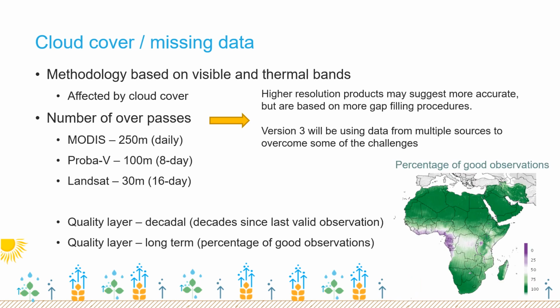If you are wondering about the quality of the data you are using, the WaPOR portal provides two indicators. For each map, it provides a quality layer which provides the information about the number of decades since the last valid observation. The second indicator provides a long-term assessment of the data with a percentage of good observations for the entire dataset. An example is provided here, which showed that in certain areas, especially around the coast of Africa, the percentage of good observations is less than 25%. And in a large part of the Democratic Republic of Congo, Rwanda and Burundi, the value is less than 50%.